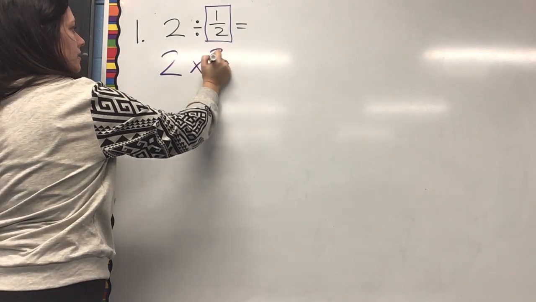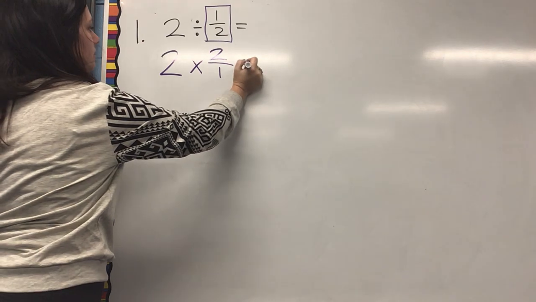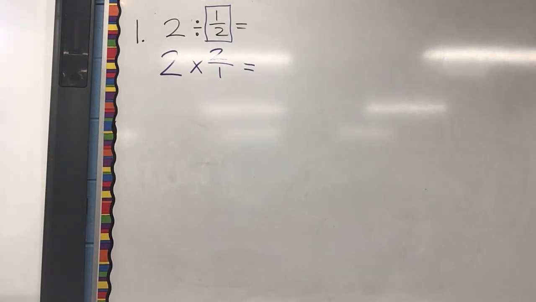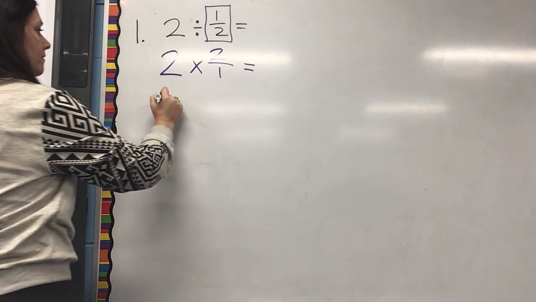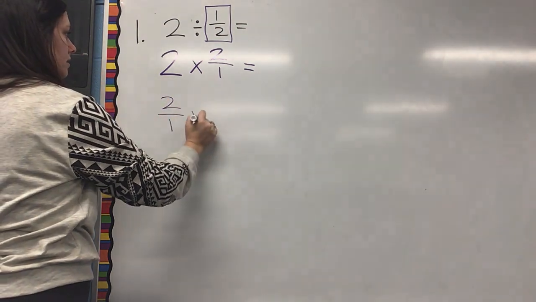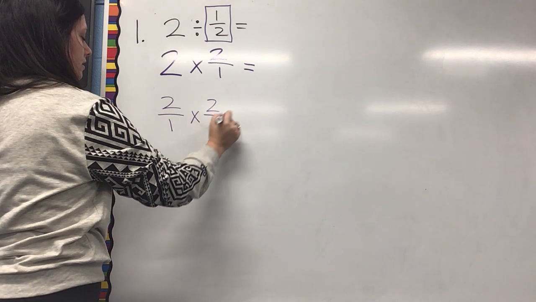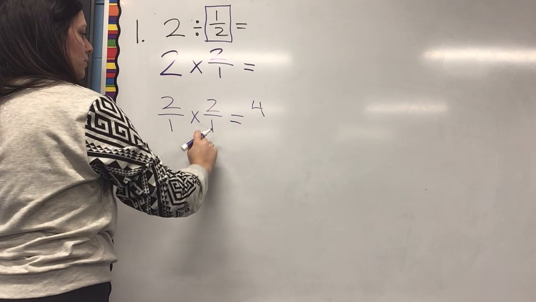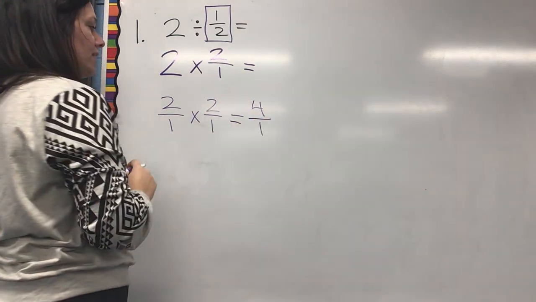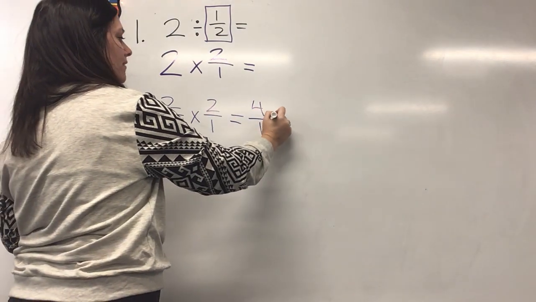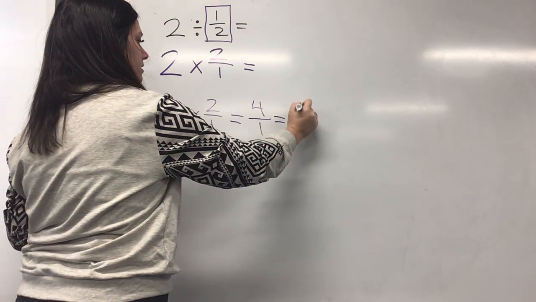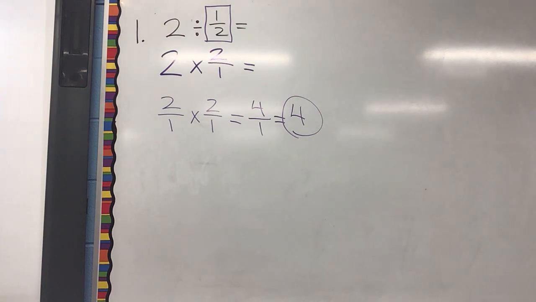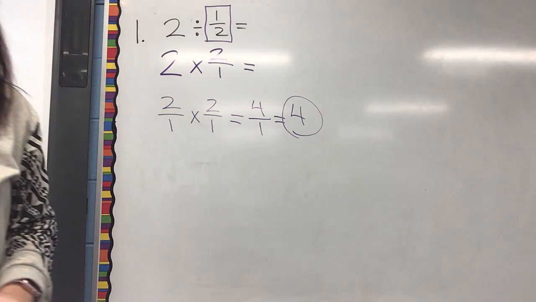I flip it. How do I make this whole number a fraction so I can multiply across? Put it over 1. 2 times 2 is? 4. 1 times 1 is? 1. When I divide, 4 divided by 1 to simplify here, my answer then is? 4. Done. Not hard at all, is it? No.